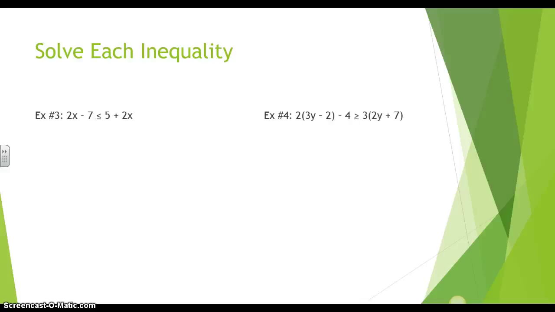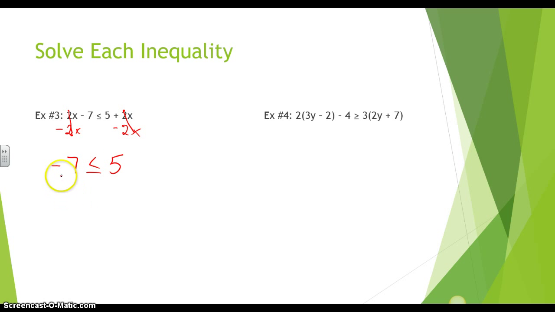These examples are a little bit different, and you'll see here after we solve them. They are similar in the fact that they have variables on each side and you have numbers on each side. So we do want to get variables on one side, numbers on the other. So I have 2x minus 7 is less than or equal to 5 plus 2x. I'm going to subtract 2x to each side. So here I have 2x minus 2x. That becomes 0. So that cancels on the right and the left. So what I'm left with now is negative 7 is less than or equal to 5.